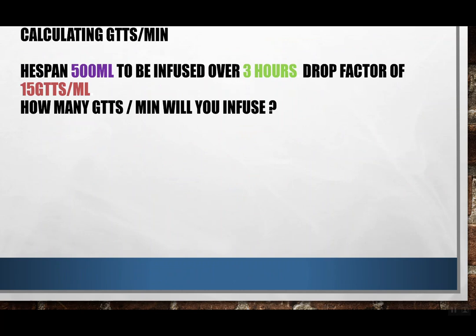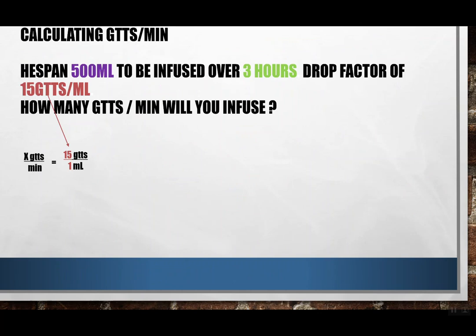So let's do another drips per minute. I do 3 of these at a time. So I have Heparin 500 mils to be infused over 3 hours with a drop factor of 15 drips per mil. How many drips per minute will you infuse? Well, again, I need drips per minute, so I have X drips per minute, or drops.